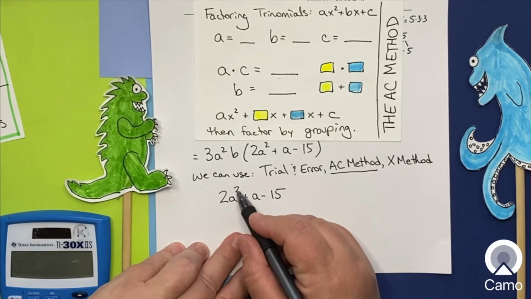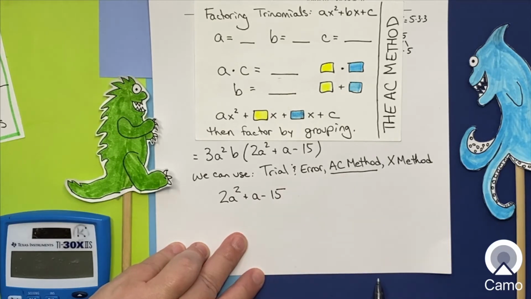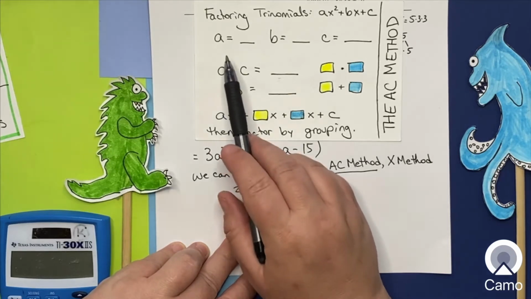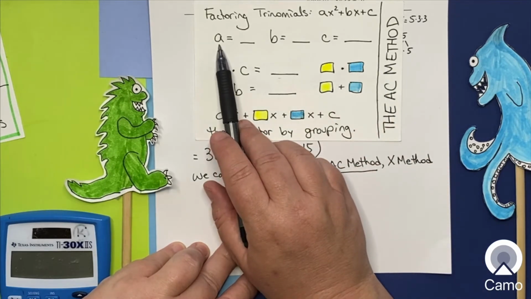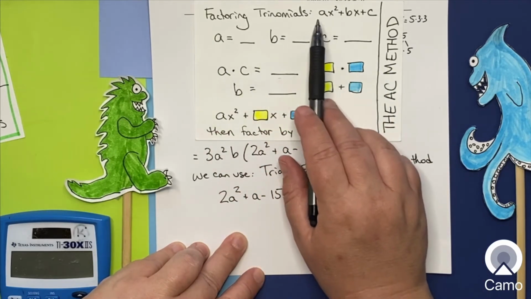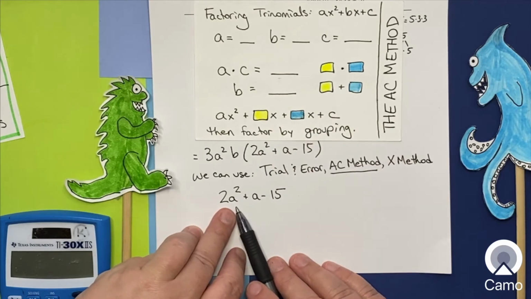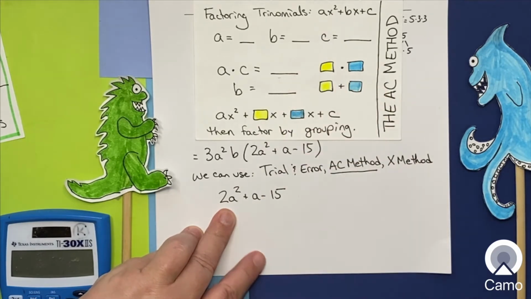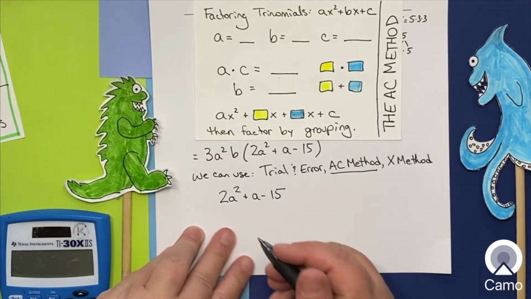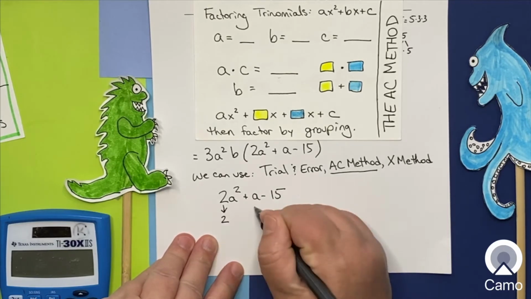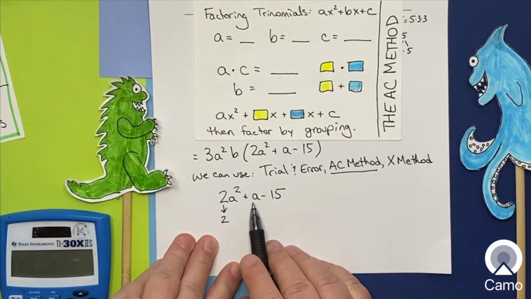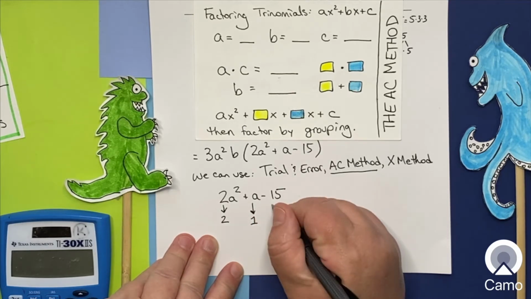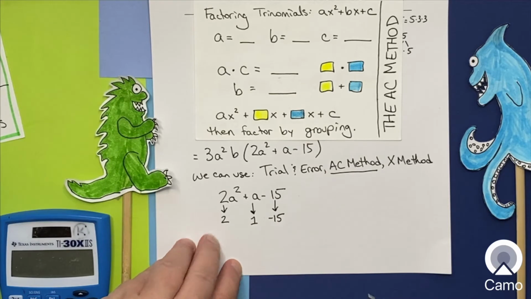Okay, so I've got 2a squared plus a minus 15, and I realize my first ugly coincidence. The AC method uses the letters lowercase a, lowercase b, lowercase c, and I have an a, and that's my variable, not my coefficient. So this is going to possibly be a little bit confusing, but I'm going to say, okay, I've got a 2, and then what's the coefficient for this one? You're right, it's a 1. And the constant coefficient is 15.